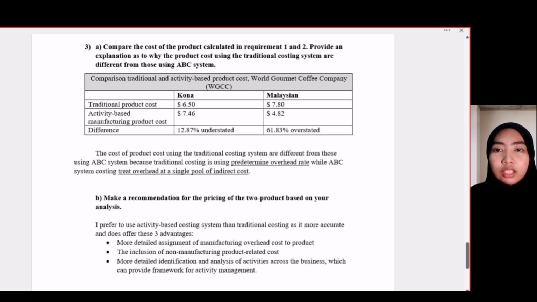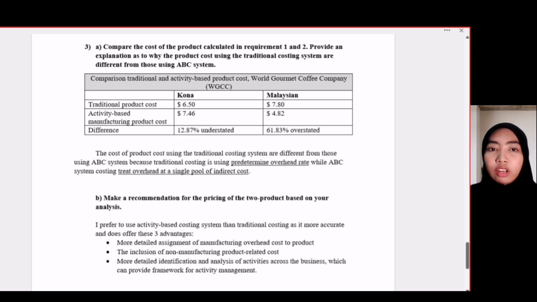Okay, why is the cost different? Because the traditional costing uses a predetermined overhead rate, while the ABC does not use the predetermined overhead rate, and the ABC costing does not treat overhead as a single pool of indirect cost. This is why the calculation for Corners coffee and Malaysian coffee is different using the traditional product cost and the activity-based manufacturing product cost.